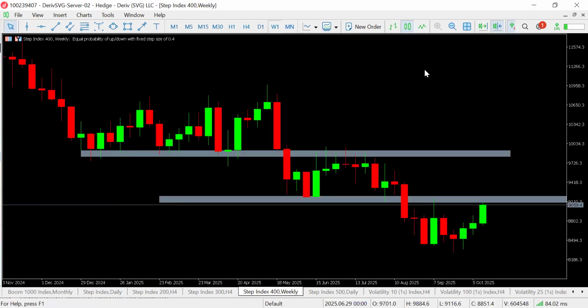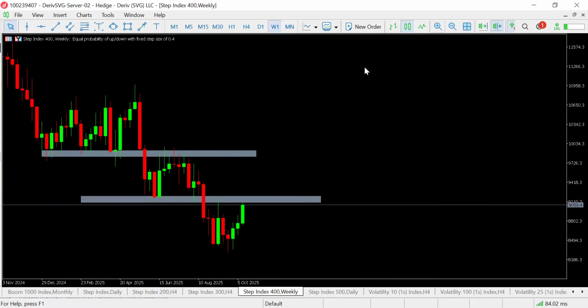So the next thing would be to go to the weekly time frame. Now on the weekly time frame, we can see that the structure of the market becomes much clearer. So if I include my trend line here, there might have been a trend line break, but like I stated earlier, the market is at a strong resistance zone.